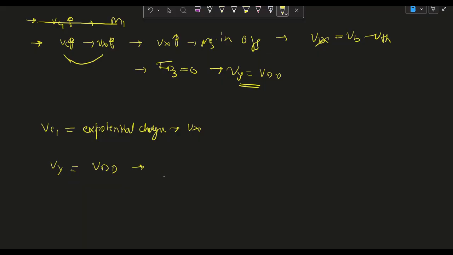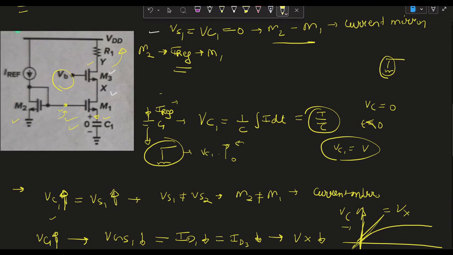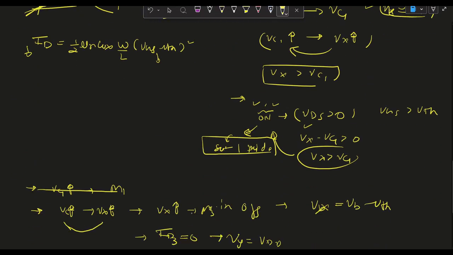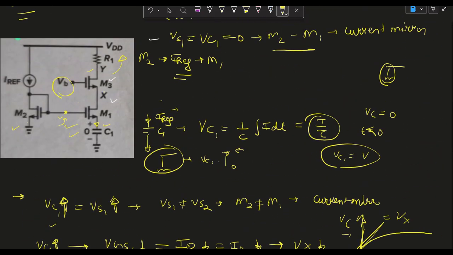There is some current, so there is some voltage drop in R1. So the Vy equation will look like this. Vy, which is initially VDD, but when the current IREF hits, there is some voltage drop in R1, and the Vy equation looks like this: VDD minus R1 ID3, as ID3 is this M3 current.